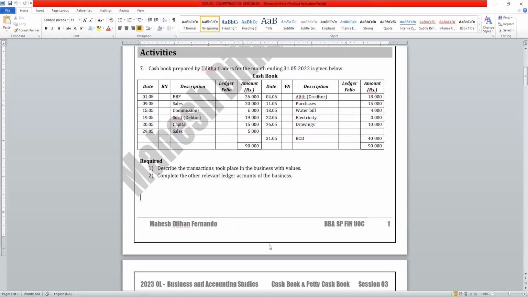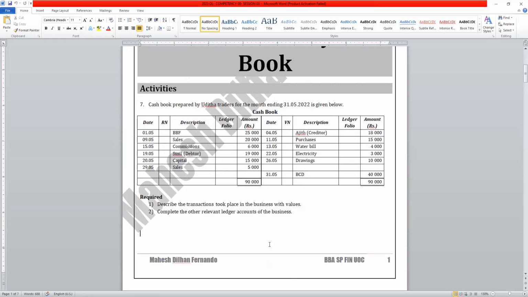Okay, good. Now listen to me, this is right. We don't have to discuss this balance brought forward. You can say, if you like, as at 1st of May.